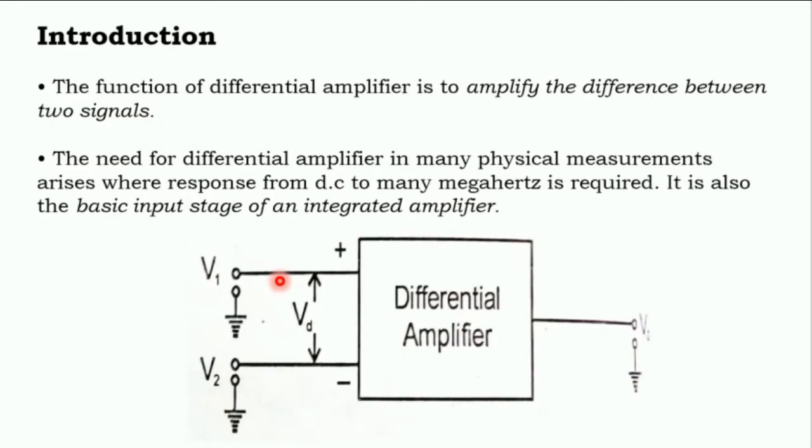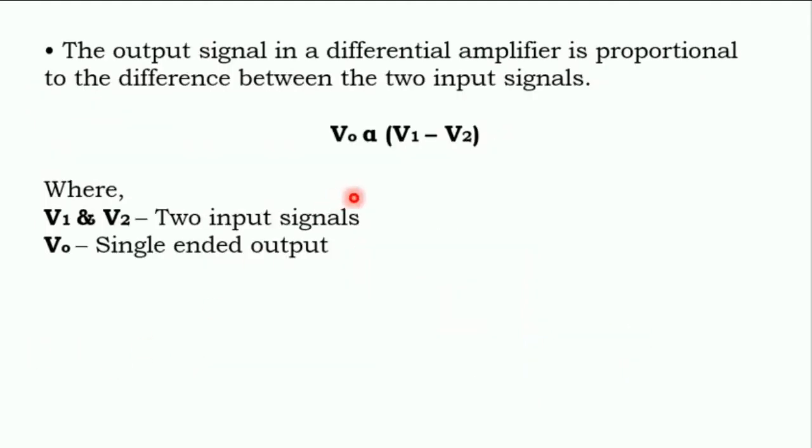Here is the basic idea and the block diagram of the differential amplifier. A differential amplifier has two input signals, and it amplifies the difference between these two signals. So we can say VD equals V1 minus V2. The output signal in a differential amplifier is proportional to the difference between the two input signals.